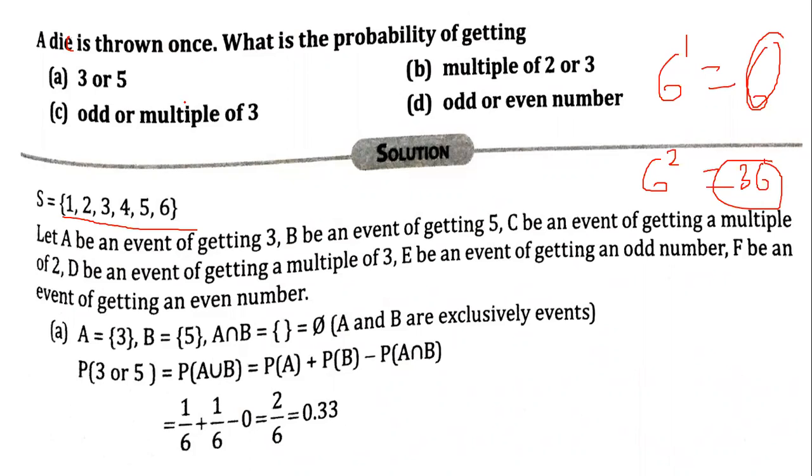Total number of outcomes will be only 6. Now let us read the question here. A dice is thrown once. What is the probability of getting 3 or 5? Now in this problem, they say or. So we will be using the additional theorem here to solve such problems. How do you identify to use additional theorem? These words in the question: or, odd or multiple, multiple of 2 or 3. That is how you recognize that we have to use a different method to solve the problem.